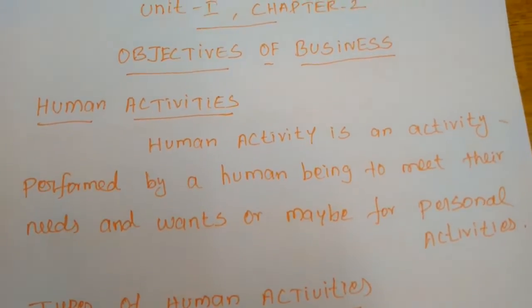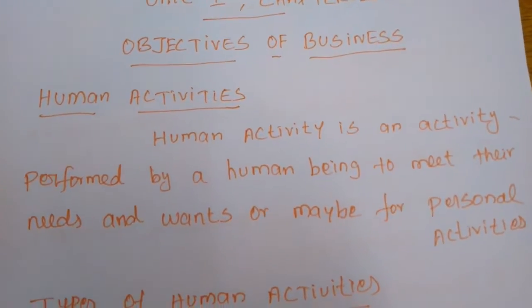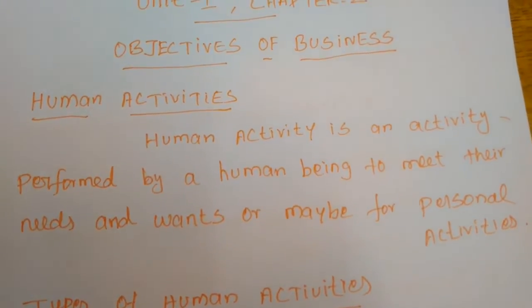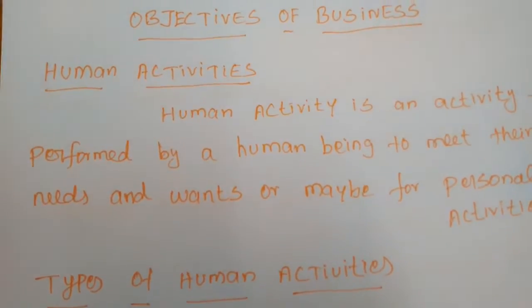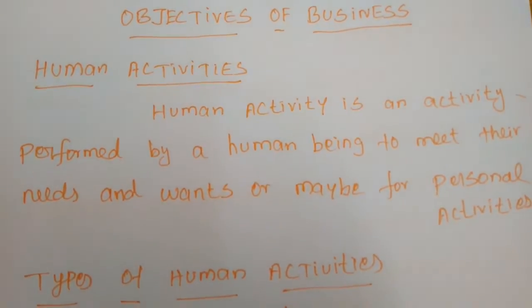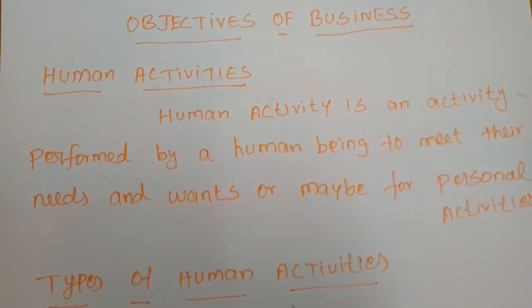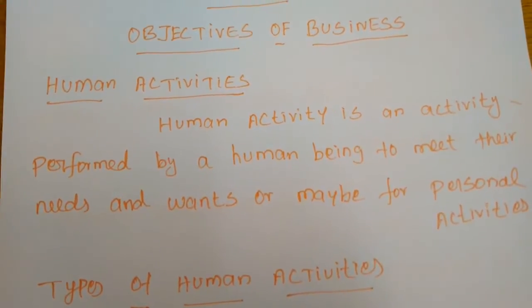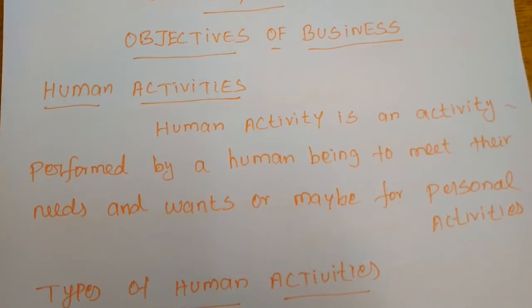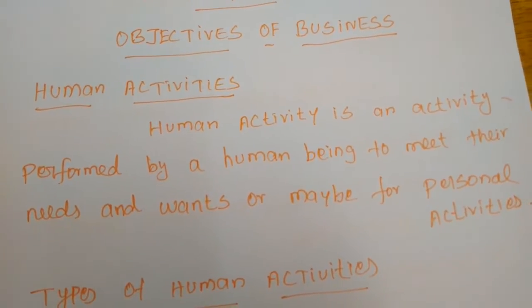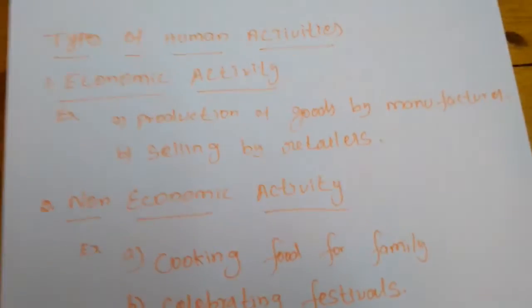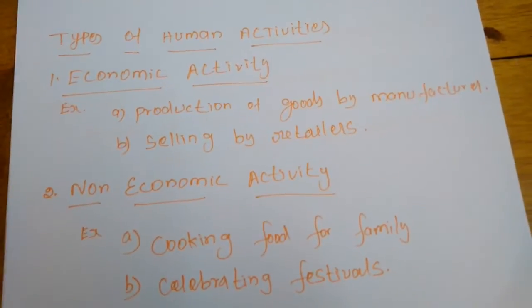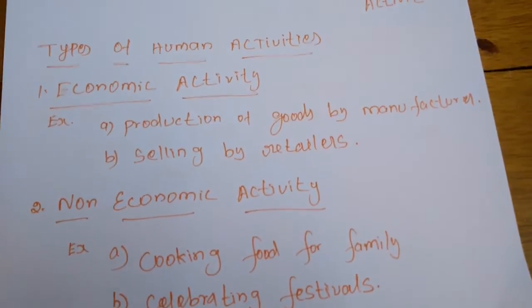So what human beings do to meet their needs and wants, or maybe for personal activities, is called human activities. Normally we do some personal activity, and otherwise we do something to fulfill the needs and wants of our daily life. That is called human activities.